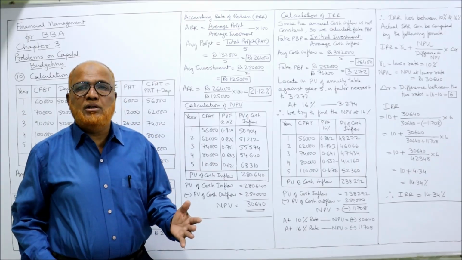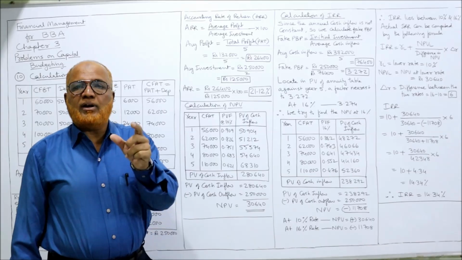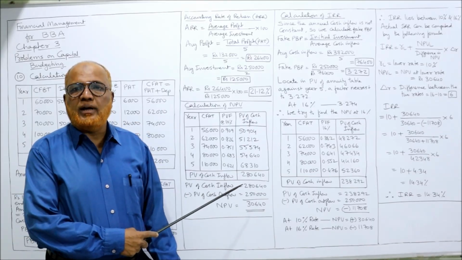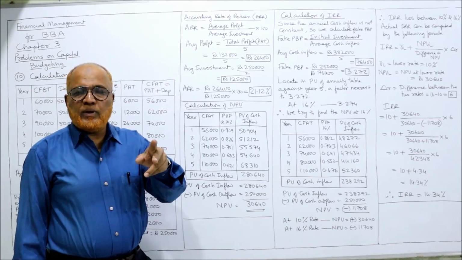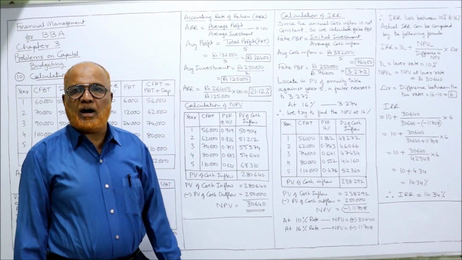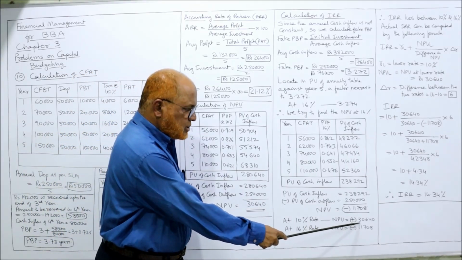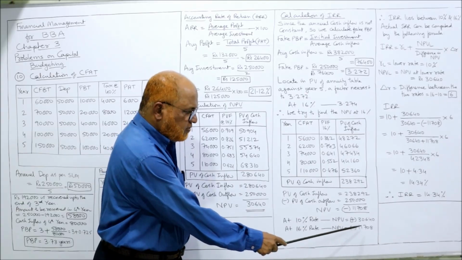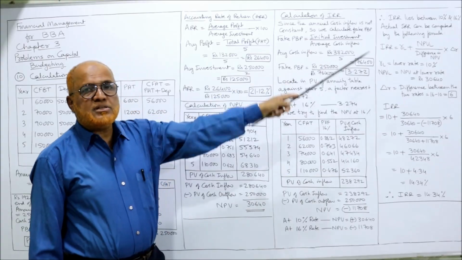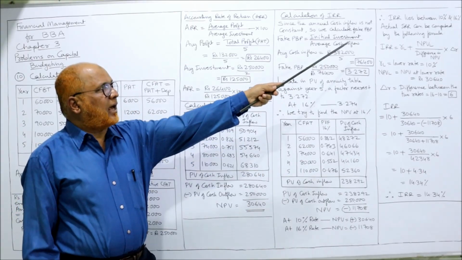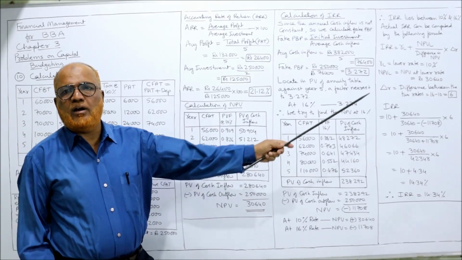That's what we want. One NPV should be positive, the other NPV should be negative. Our IRR lies between these two rates, 10% and 16%. In between these two rates lies our IRR. So at 10% rate, positive NPV 30,640, at 16% negative, minus 11,708. So therefore IRR lies between 10% and 16%. The actual IRR can be calculated by the following formula. Now note down this formula.